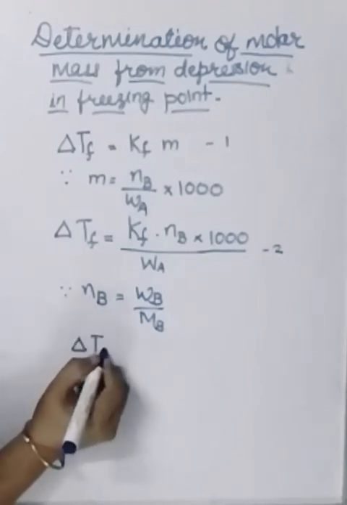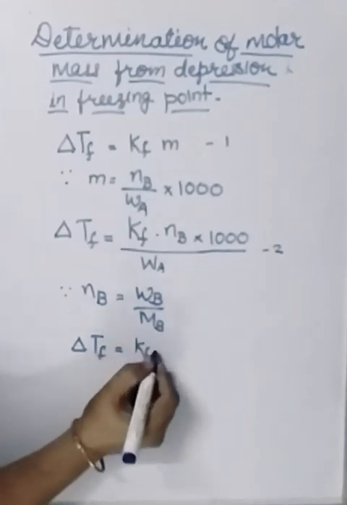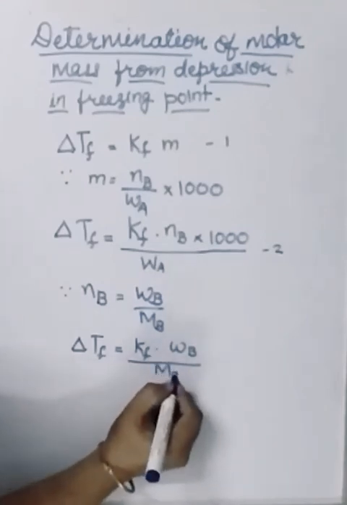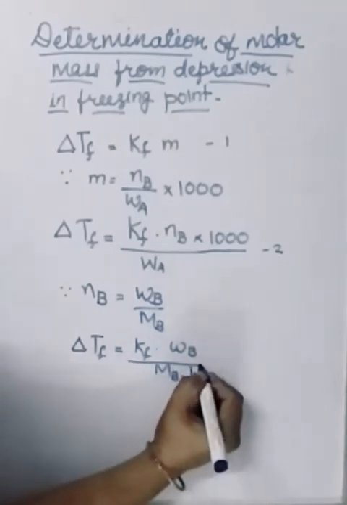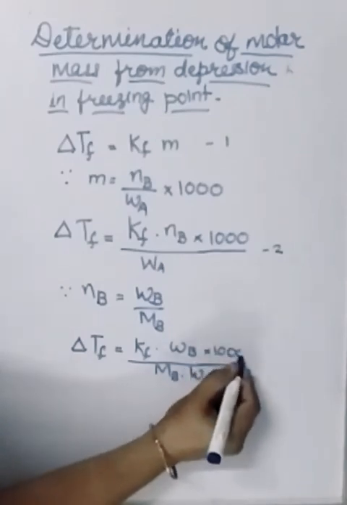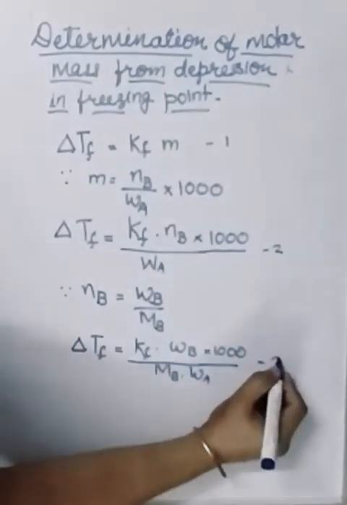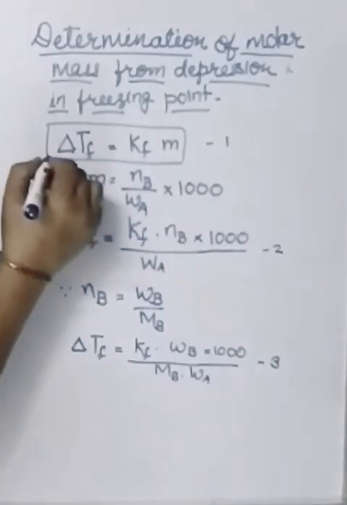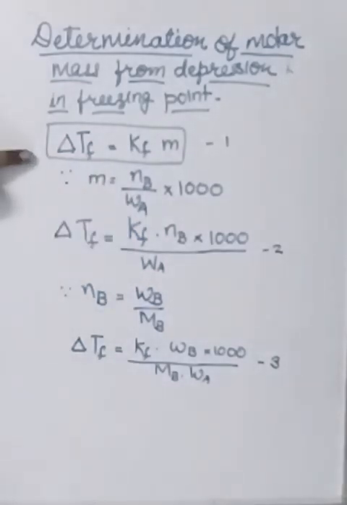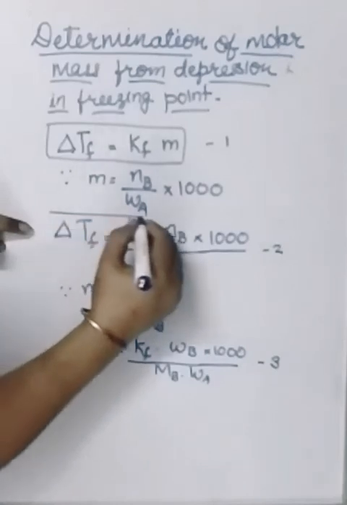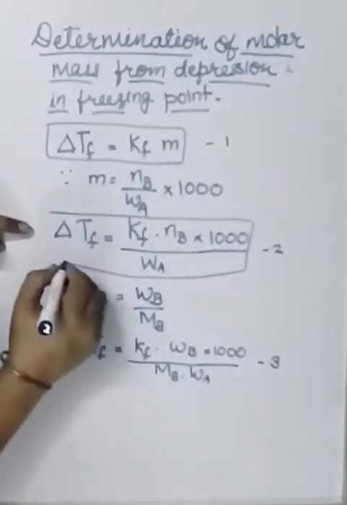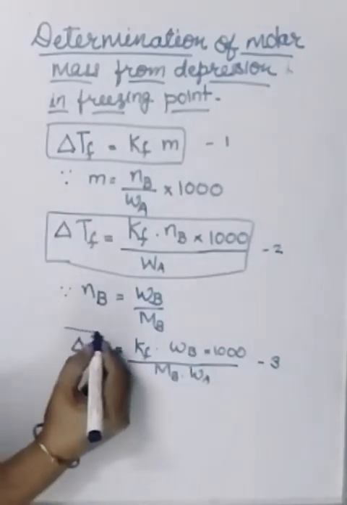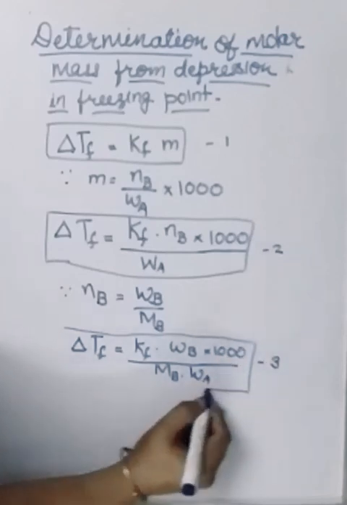So putting this, another expression: del TF equals KF WB upon MB into WA into 1000. This is the third expression. This is one expression useful in our numericals. You can use the previous expression also for numericals if number of moles are known. If number of moles are not known but masses are given, then you can go for this third expression.